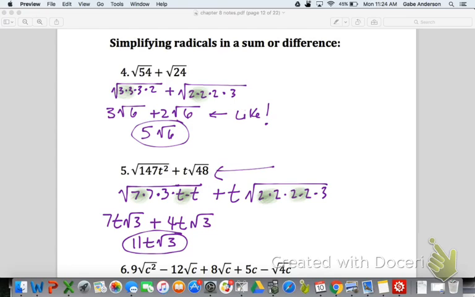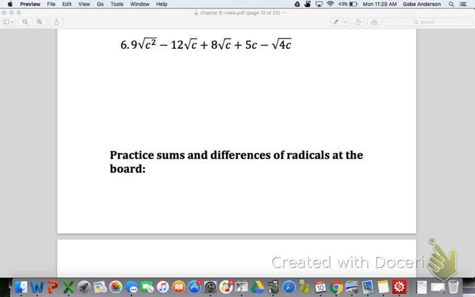Okay, so you've had a chance to see this done twice. Would you guys now tackle number 6? We'll go over the answer and we'll finish up at the board. There weren't too many radicals that could be simplified. Let's run through them really quick.